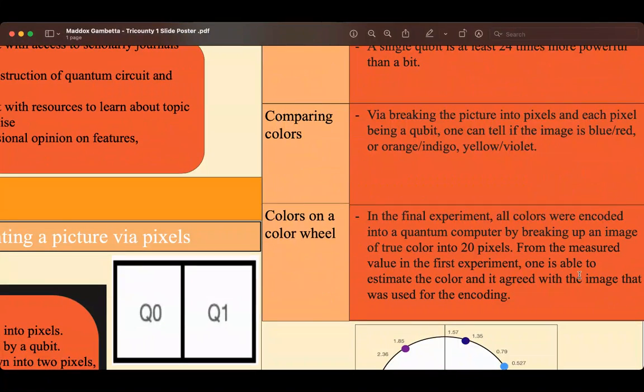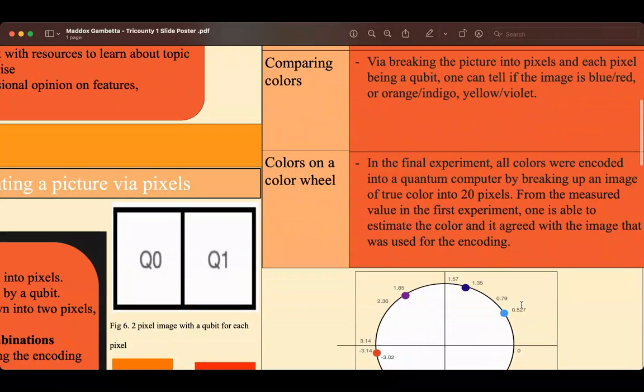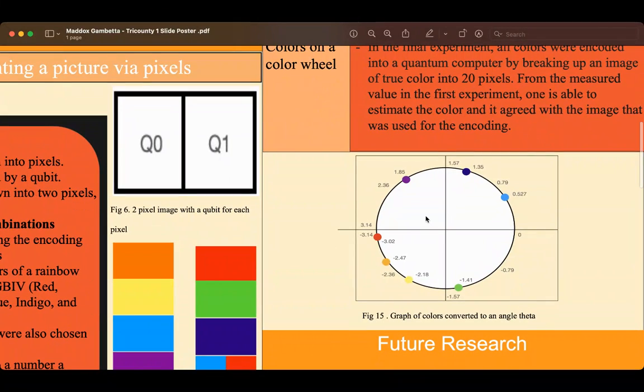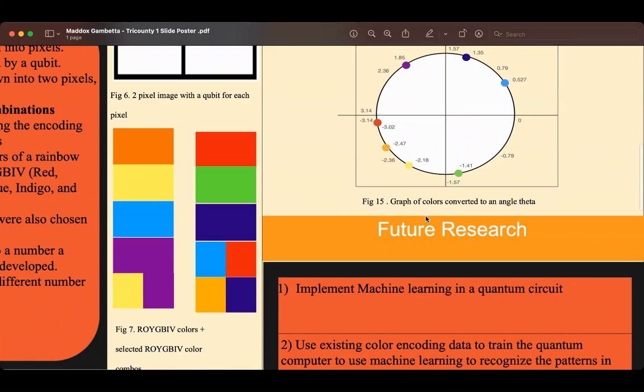In the final experiment, all colors were encoded into a quantum computer by breaking up an image of true color into 20 pixels. From the measured values in the first experiment, one is able to estimate the color, and it agreed with the image that was used for encoding. Yet again, this graph is the representation of the theta values and their respective colors on the graph.